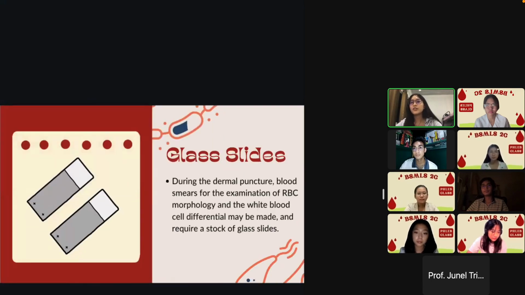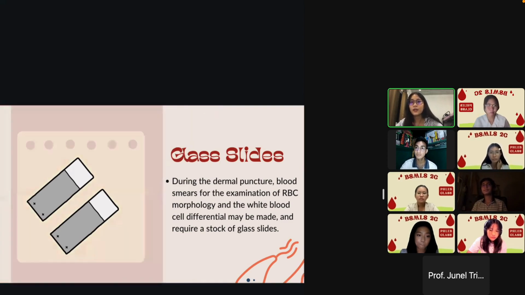First is of course your glass slides. So yung glass slides, ginagamit siya, kunyari after ma-collect, magkakonduct ka na ng blood typing. So yun yung purpose ng glass slide. So during the dermal puncture, blood smears for the examination of RBC morphology in the white blood cell differential may be made and require a stock of glass slides.